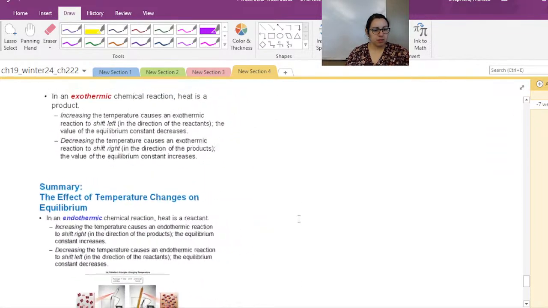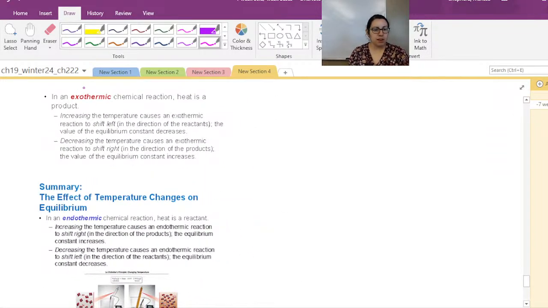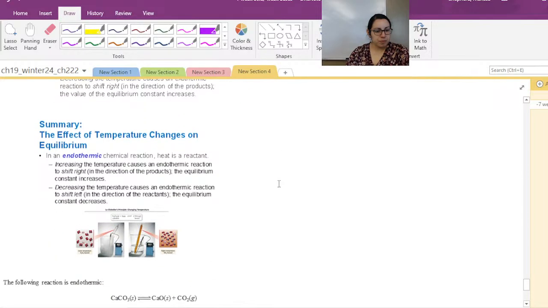And so this is just our summary. Again, for exothermic, heat is a product, and you can write it as such with that little heat symbol, this triangle. For endothermic, heat is a reactant. You can ask me about this if you've been in lab, and then we can talk about what you saw and whether your reaction was exo or endothermic.